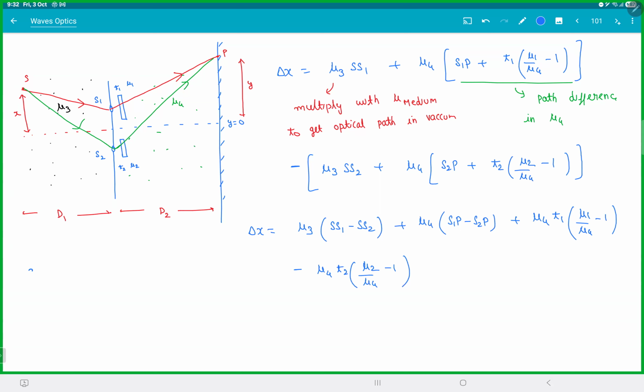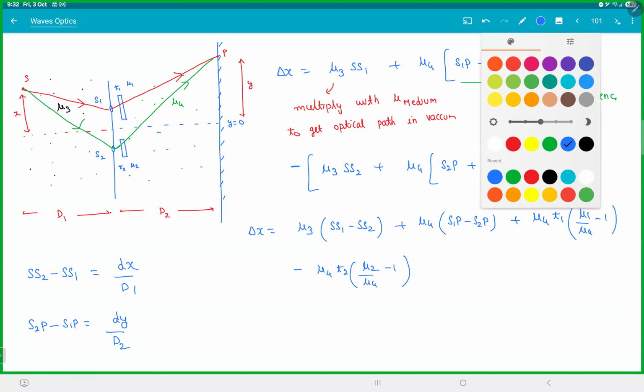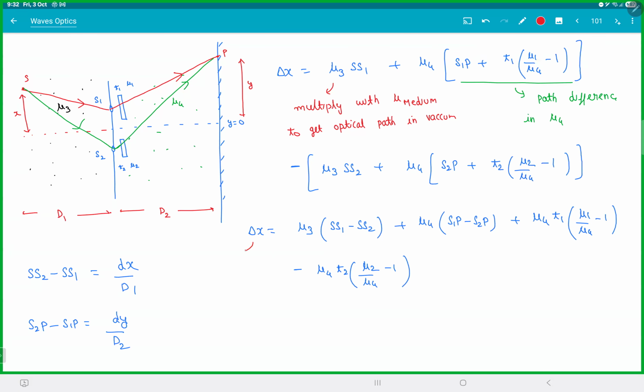And we already know what this thing is. What is SS2 minus SS1? That would be nothing but dx by d1. This we did before. And what is S2P minus S1P? That is dy by capital D2. You know everything there, isn't it? So what is this delta X? This is your path difference in vacuum. You have converted everything into vacuum terms.